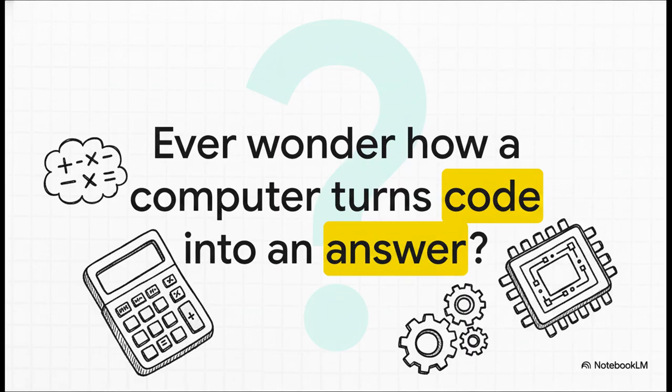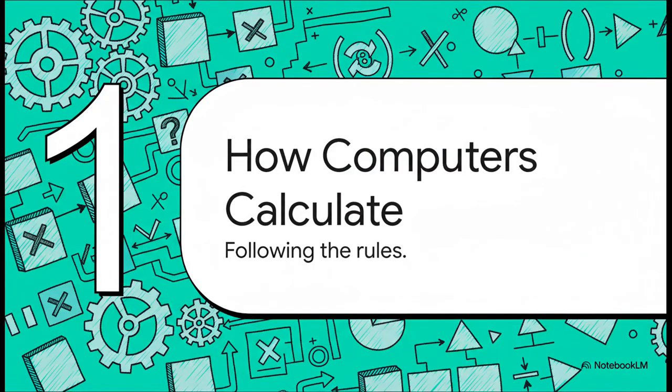Well, we're going to start with something we all learned in school, basic math. Because when you get right down to it, that's all a computer really is, a crazy fast calculator. You see, computers aren't just making things up as they go. They follow a super strict set of rules, the exact same order of operations you probably remember from algebra class.